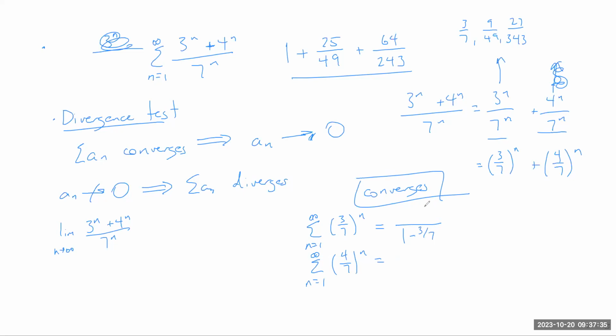3/7. What's the first term? 3/7. So 3/7 over 4/7 is 3/4. That's helpful. Do something similar with the other one. 4/7 over 3/7 equals 4/3. What is 3/4 plus 4/3? 9/12 plus 16/12. So 25/12.